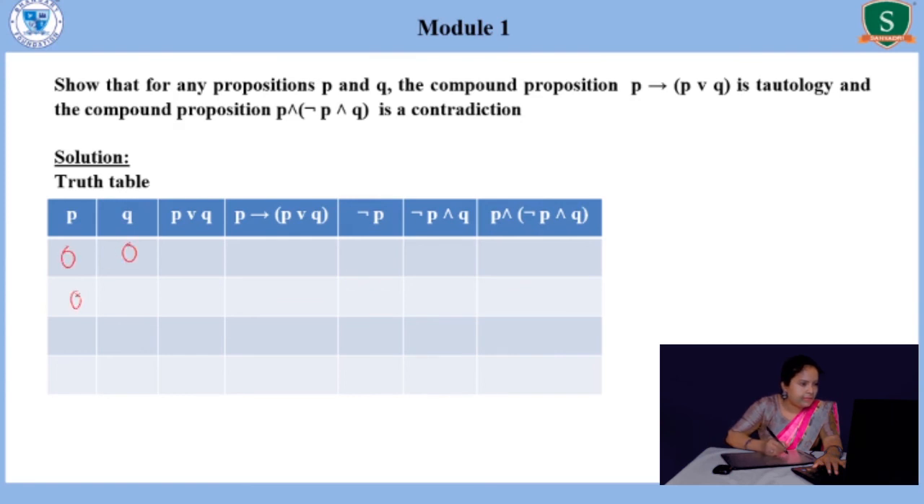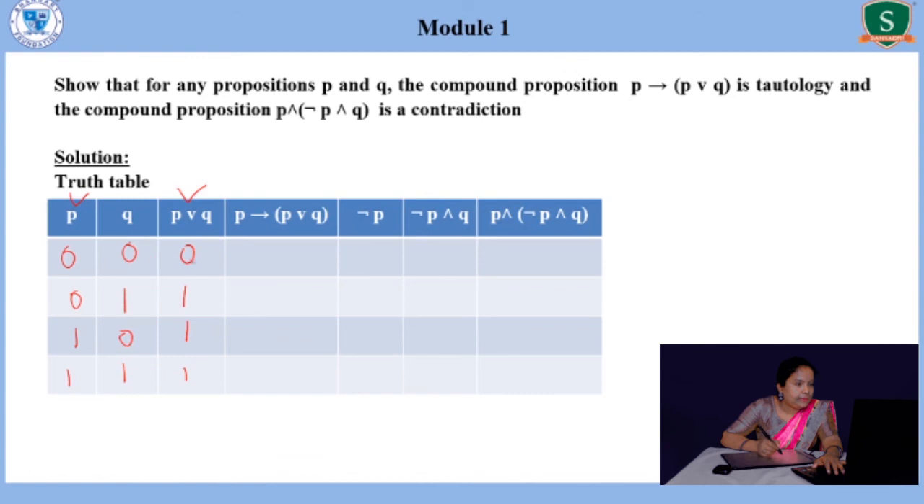0, 0, 0, 1, 1, 0, 1, 1. What is P or Q? P or Q is false only when both are false. In all the other cases, it is 1. Okay. Next, we need to take P conditional P or Q. We need to take the conditional of P and P or Q.